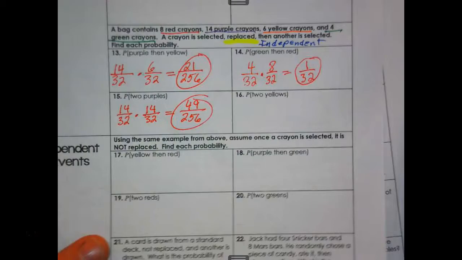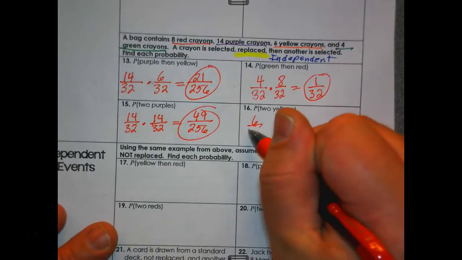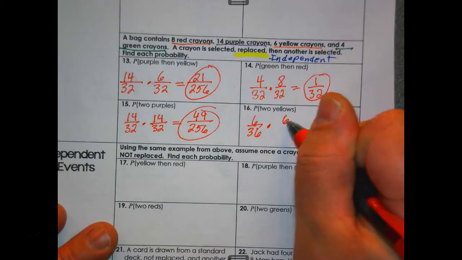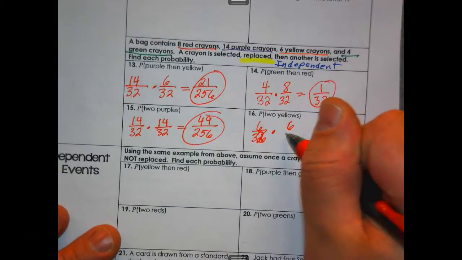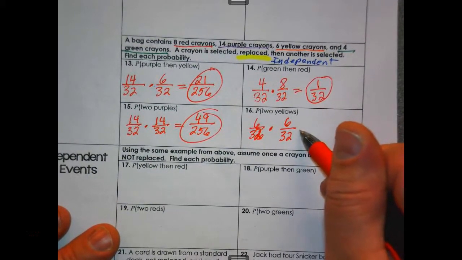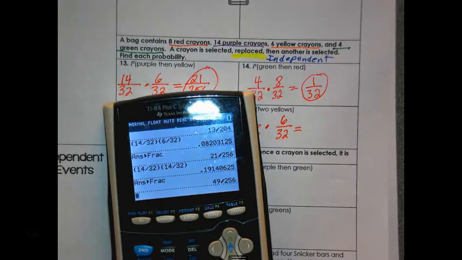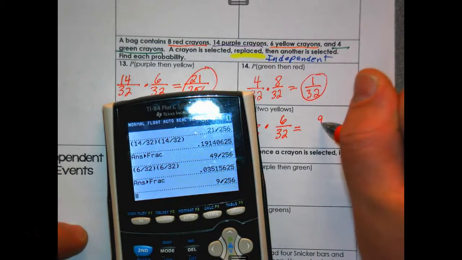The probability of yellows, 6 out of 32. We're throwing the crayon back in. Yep, I'm sorry, 32. 6 out of 32. 9 out of 256.